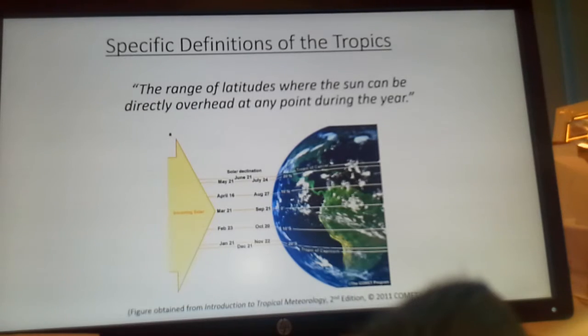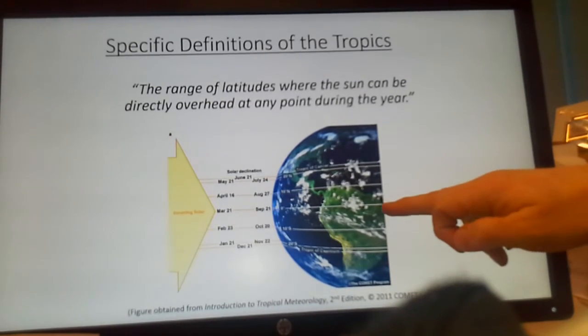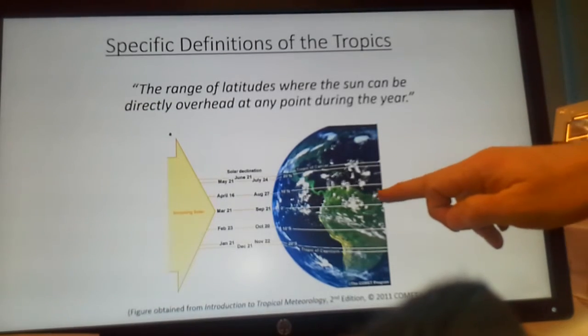In fact, we can define the tropics, and some people do, as the area where the sun is at the top of your head at least one day every year, reaching from the equator up to 23.5 degrees north and south.